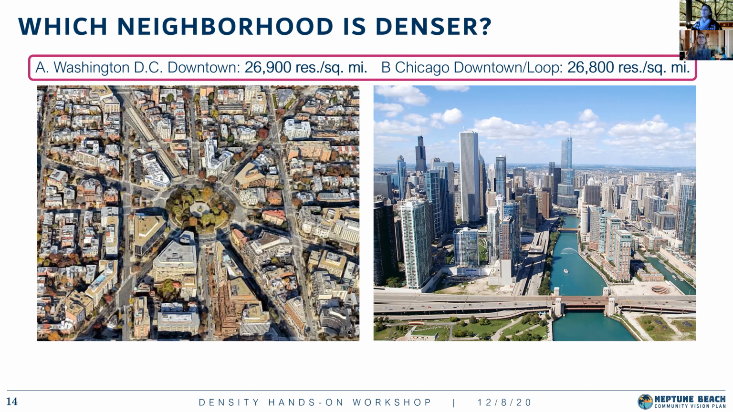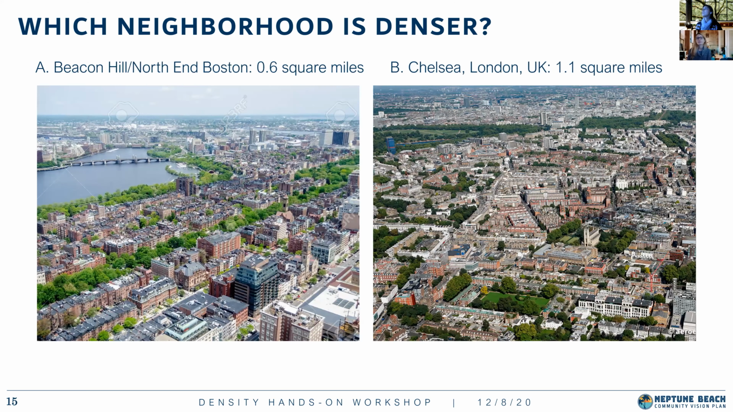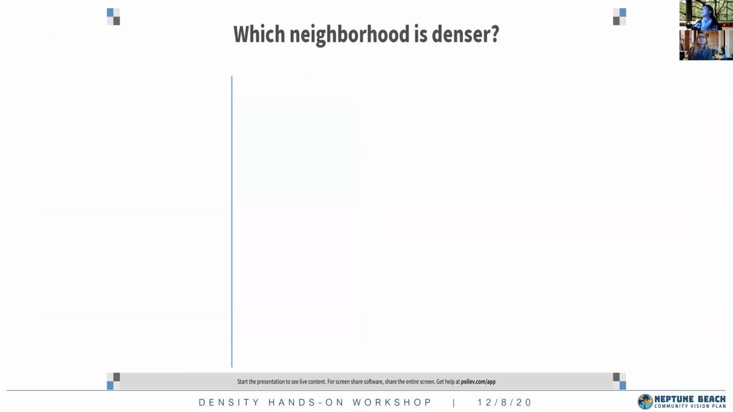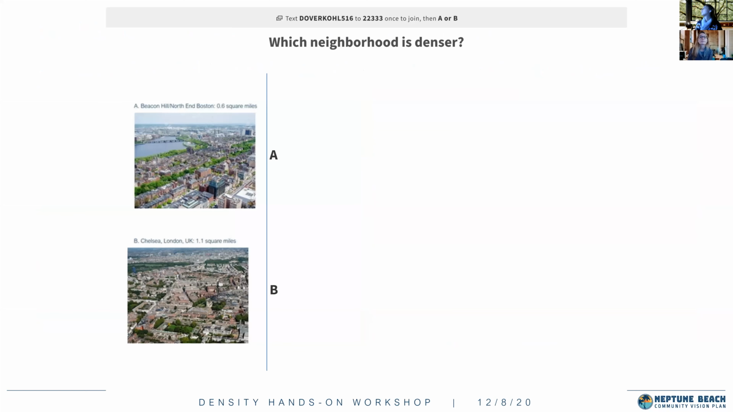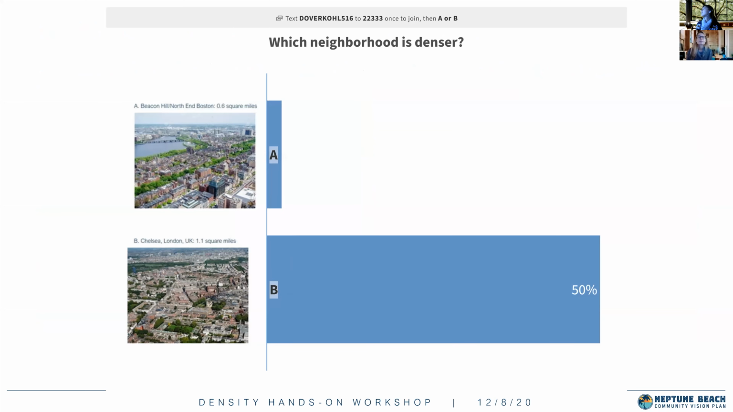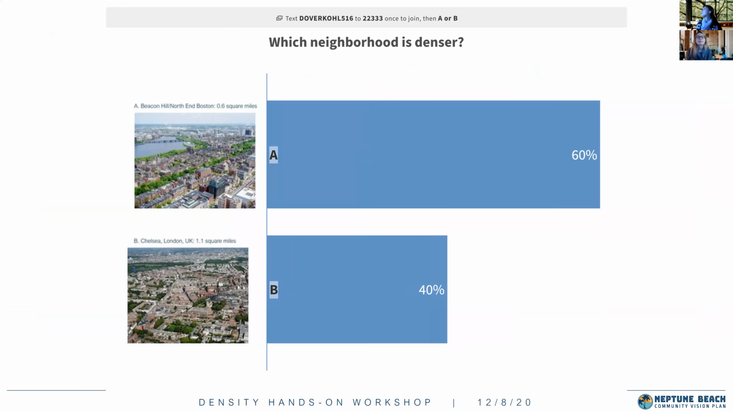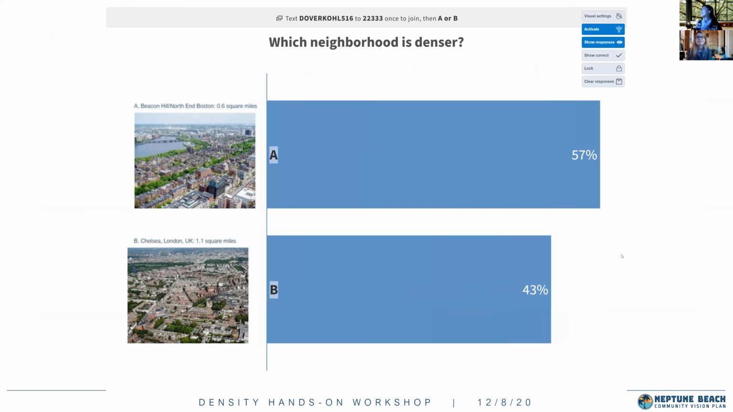Whereas DC is much more compact. Right. And the last one of this version of question is we're comparing A, Beacon Hill, North End, Boston, or B, Chelsea, London. Which one is more dense? And I'm going to show you the poll now. Oh, about 50-50. Interesting.